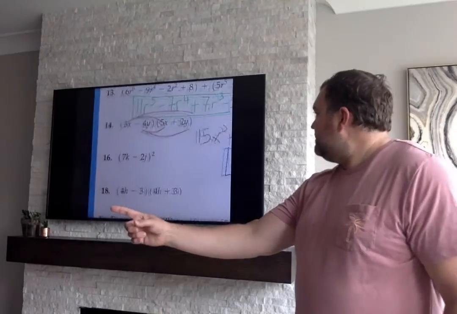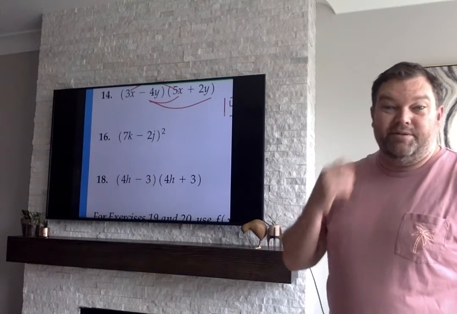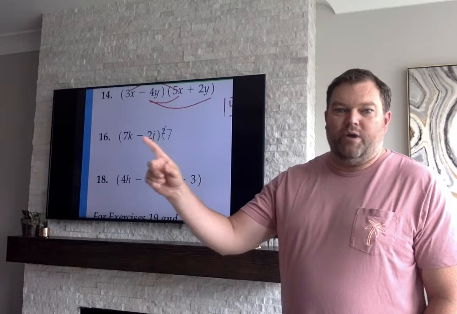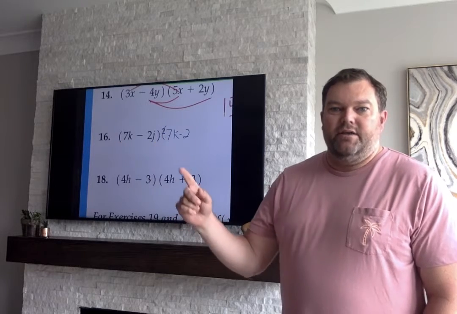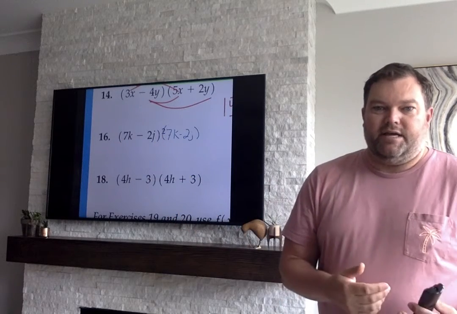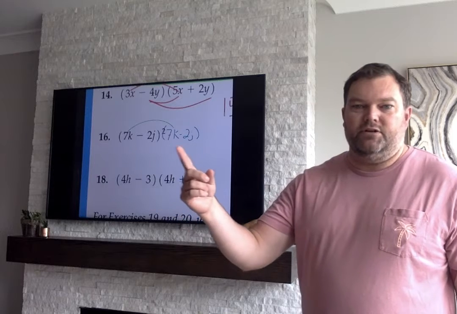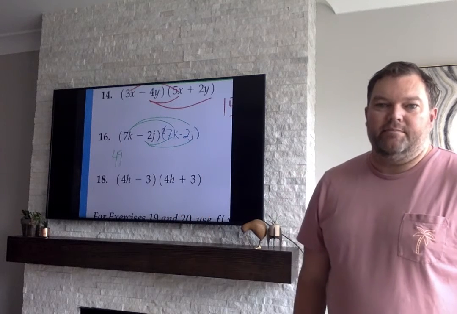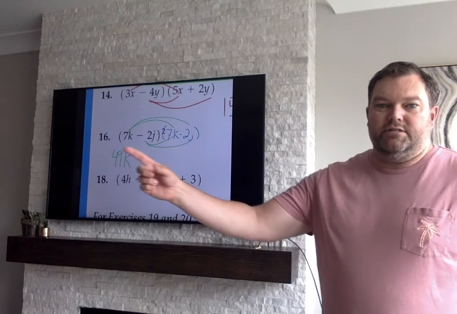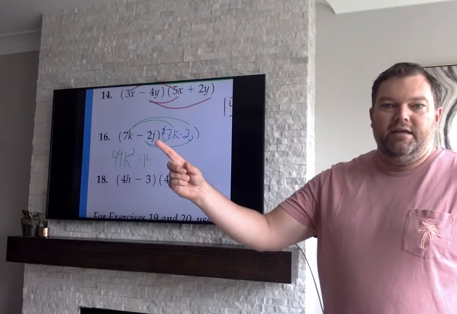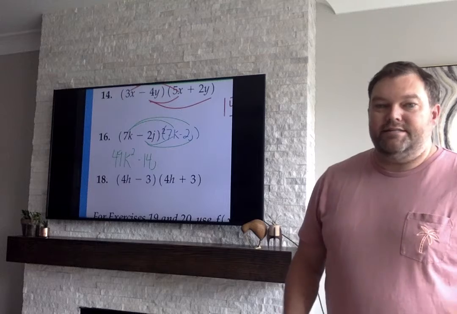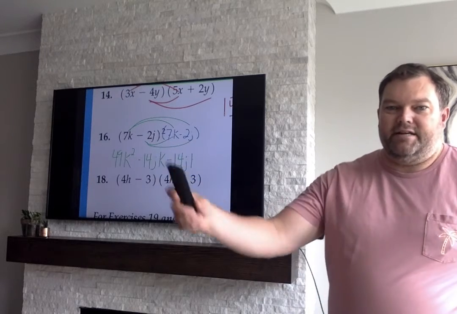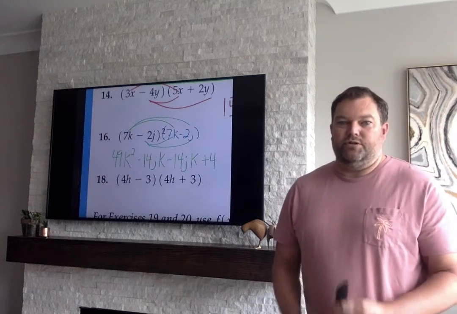Now, number 16, this is one of the most commonly messed up things. If you have a squared right here, you can't just square this and this. Square means times itself. So you notice that what I've done here is I've written the same binomial a second time. So I can't just square 7k and square 2j because that's not how squaring binomials works. You have to set it up like this and do double distribution.